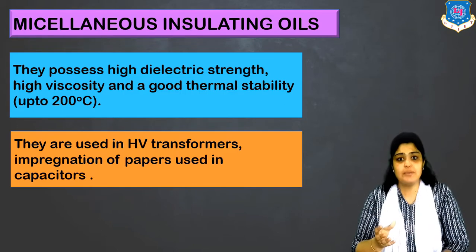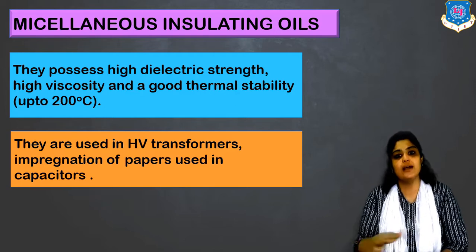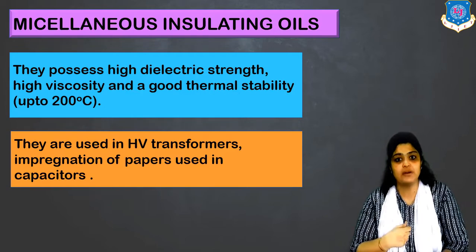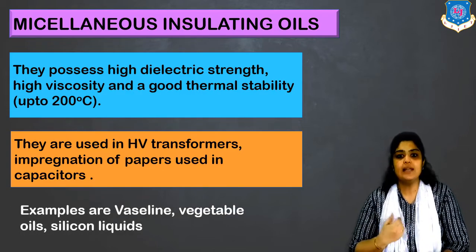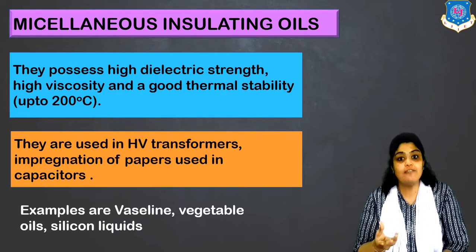So impregnation is a process in which air molecules trapped in the paper are completely removed and they are coated with an oil. That is the meaning of impregnation of papers. Some examples of miscellaneous oil: Vaseline, that is petroleum jelly, the name itself is petroleum jelly.